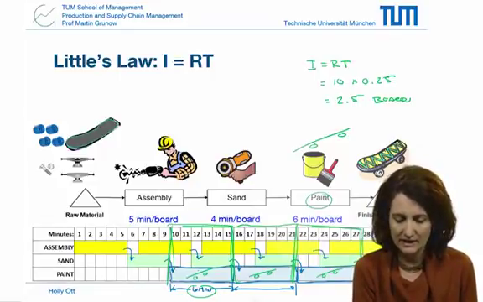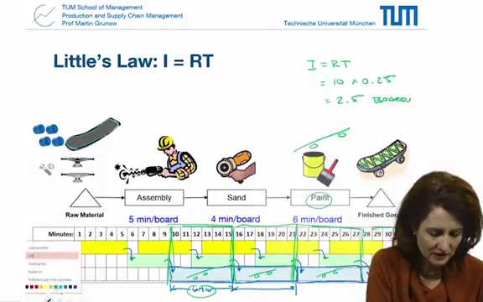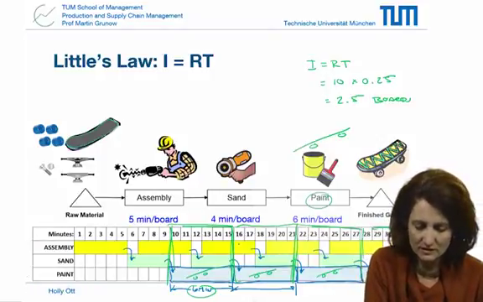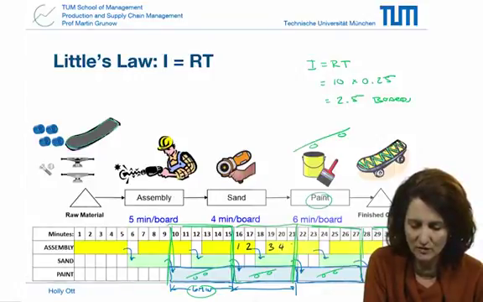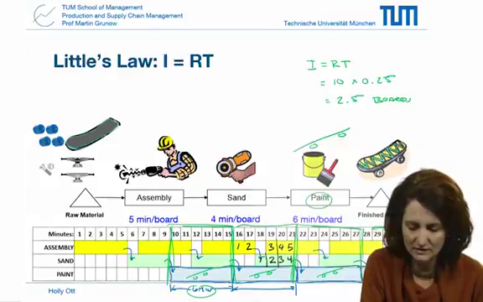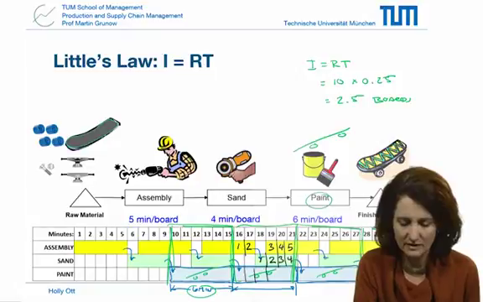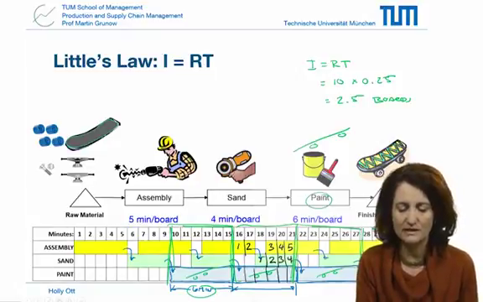In the 6-minute cycle, assembly is only working, let me change color again here. Assembly is only working 5 minutes. 1, 2, 3, 4, 5 minutes. And sand is only working 1, 2, 3, 4 minutes of the cycle. All right, these are all the minutes, whereas paint is working the full 6 minutes.